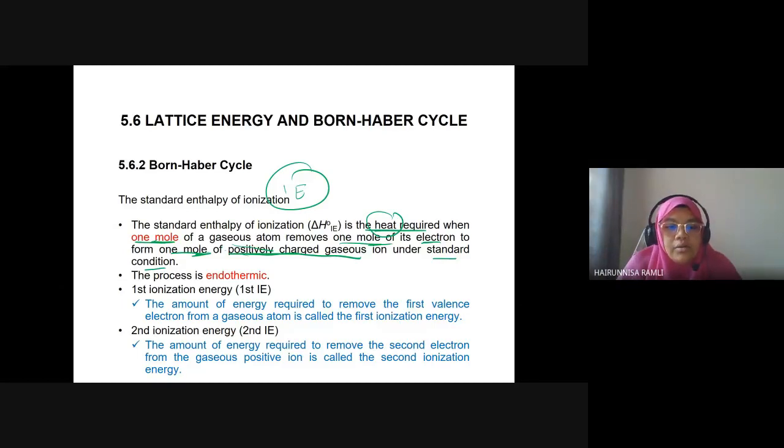And you have learned previously that you have the first IE, second IE, third IE. Because of what I said just now: you have to remove one by one. From an atom to the first gaseous ion, that's the first IE. Then it has become an ion, you remove again, second IE, and so on.